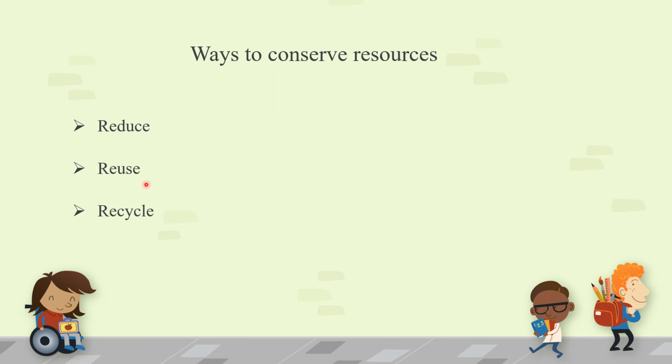Reuse. Reuse means something you use over and over again. For example, you can write on both sides of a paper, or you can save bags and boxes to use again. Recycle. Recycle means items can be used to make new things. For example, collect and recycle paper, cans, plastic and glass.